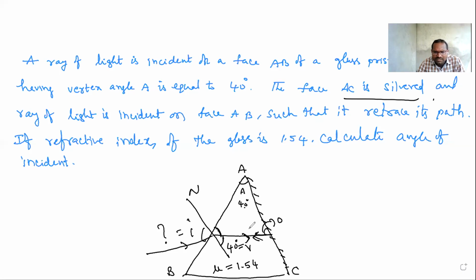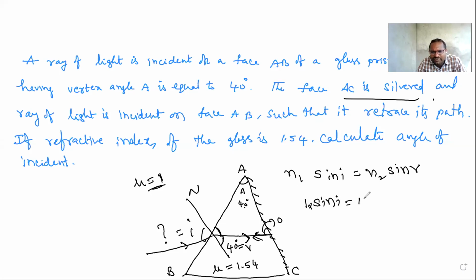This is r. Now apply Snell's law. n1 sin i is equal to n2 sin r. n1 value what? 1. So 1 into sin i, which we need to find, equals n2, 1.54, into sin r. r value how much did we get? 40 degrees. Substitute.